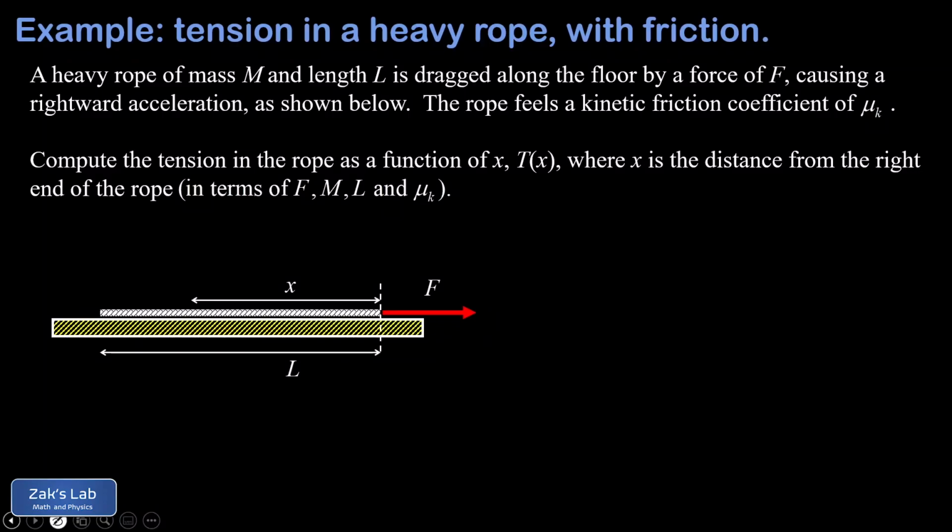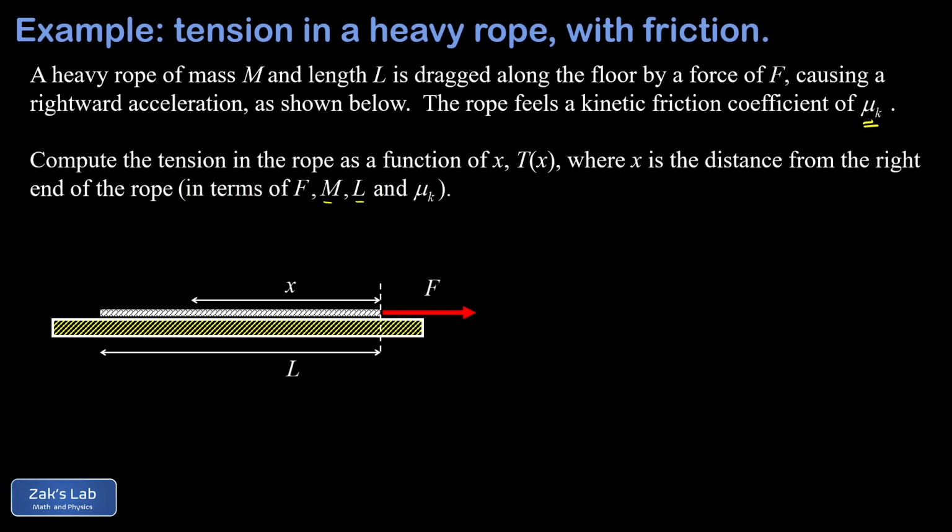In this problem, we have a heavy rope dragged along a horizontal surface, and this rope actually feels friction. I have a coefficient of friction of mu k, and the goal here is to find the tension in the rope at a distance of x from the right end of the rope. Now we're given that an external force of capital F operates on the right end of this thing. The total mass of the rope is capital M and the length is capital L.